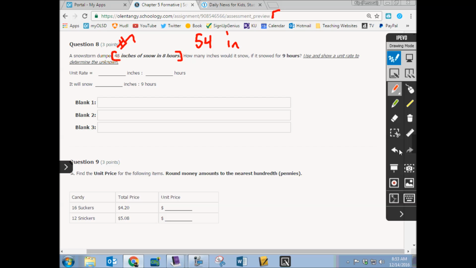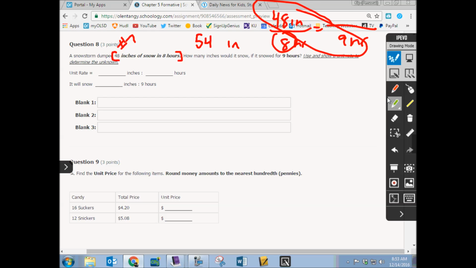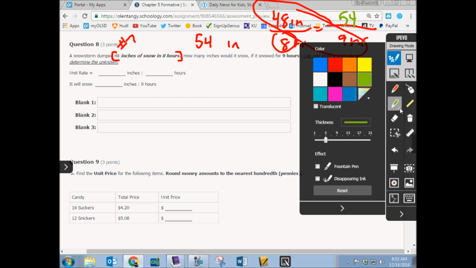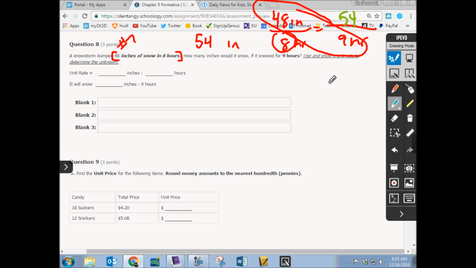We could say, okay, my fake ratio is 48 inches for every 8 hours, and I want to know how much it's going to snow in 9 hours. Could we solve this by cross-multiplying and dividing? Yes, and it would give you 54. That is absolutely true. If you did that, it is wrong, though, because this target specifically says you must use unit rate. So, because you had to use unit rate, you had to have 2 different proportions.